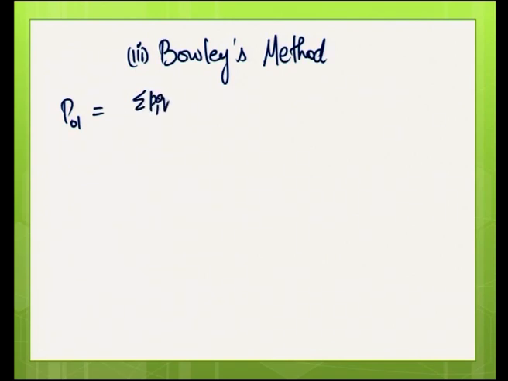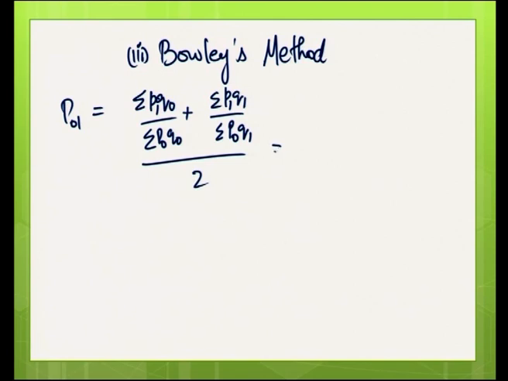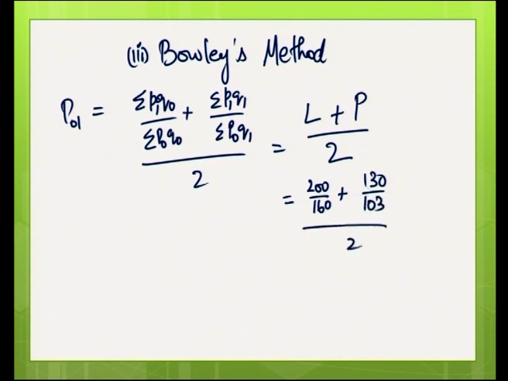Then Bowley's method, although it is not mentioned in the recall, the formula goes as P01 is equal to summation P1 Q0 by summation P0 Q0 plus summation P1 Q1 by summation P0 Q1, by 2. That is Laspeyres' method plus Paasche's method by 2. That is what Bowley's method is. And the values we have just calculated: 200 by 160 plus 130 by 103, by 2, into 100, which is equal to 125.605.